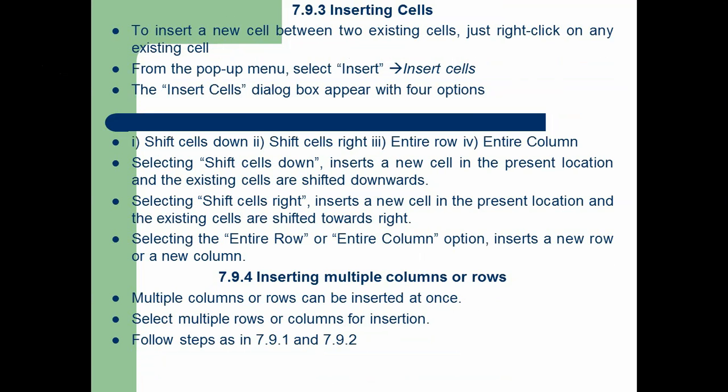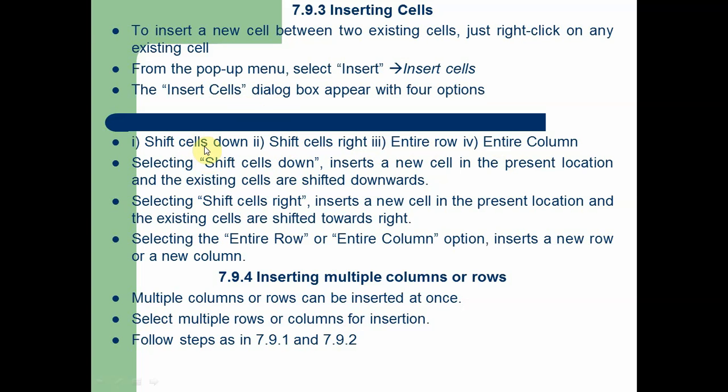For inserting new cells between two existing cells, just right click on the existing cell. From the pop-up menu, select Insert and Insert Cell, and the Insert Cell dialog box appears. So in this box you can see four options.